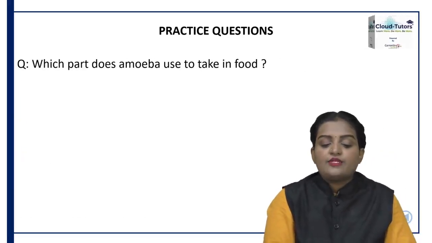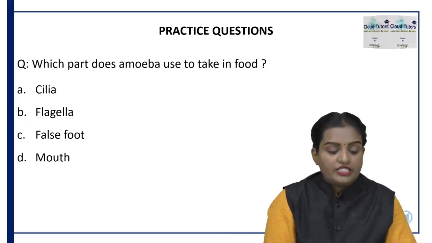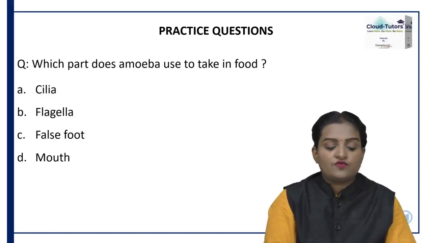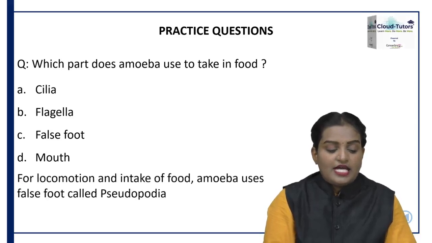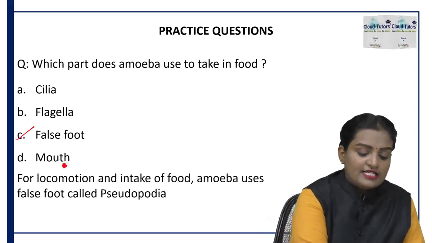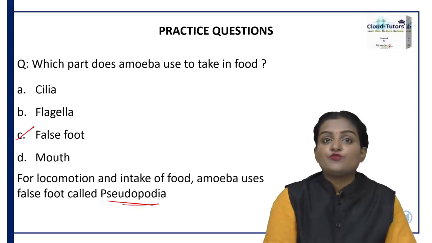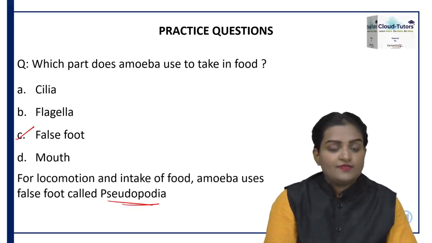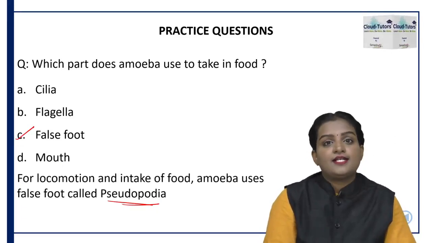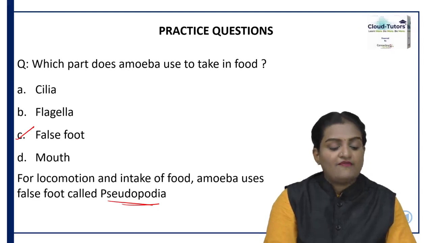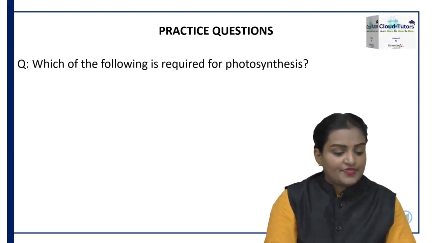Which part does amoeba use to take in food? Options: cilia, flagella, false feet, mouth. Answer is false feet, that is nothing but pseudopodia. Mouth is used by complex organisms like humans. Cilia is seen in paramecium, flagella in euglena.